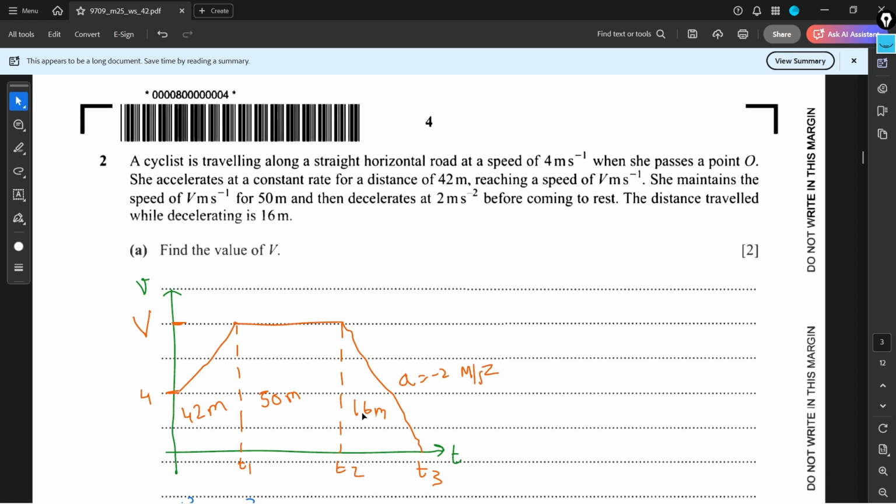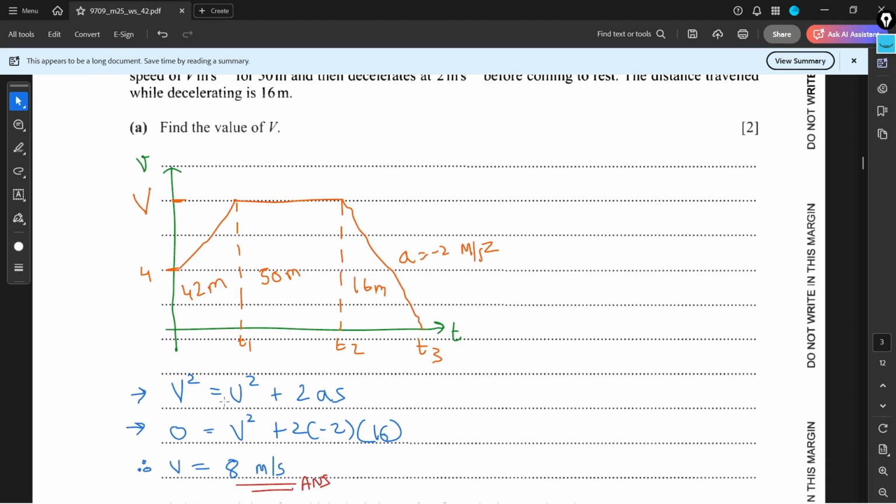Now, based on this information, if we have to find out the value of v, I can see that for the first motion, the time is unknown. For the second motion, the time is unknown. So I can just use the third motion because over here it's straightforward. I know that the final velocity is going to be 0, initial velocity is going to be v, the acceleration is minus 2, and that's it. I just need to find out the value of velocity. The displacement is also given to us as 16. So based on this information, I got the value of v by using v square is equal to u square plus 2as as 8 meter per second.